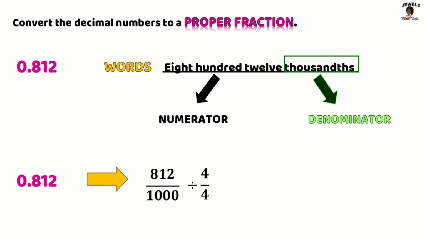We're going to divide both parts of our fraction by 4. And this fraction in its simplest form is 203/250. I know that's a mouthful to take in. 203/250 is our fraction for our decimal number 812 thousandths in its simplest form.